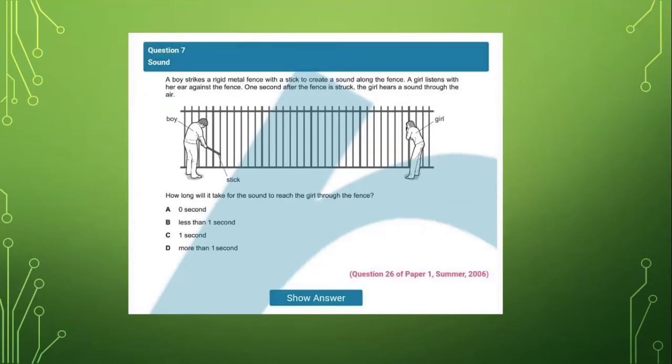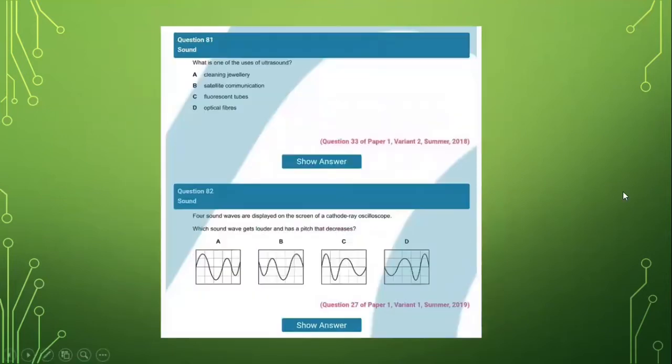So we are going to take option number B. We cannot take option number A, because it says 0 seconds, which is unrealistic and cannot be considered. So the next question that we have is, what is one of the uses of ultrasound?